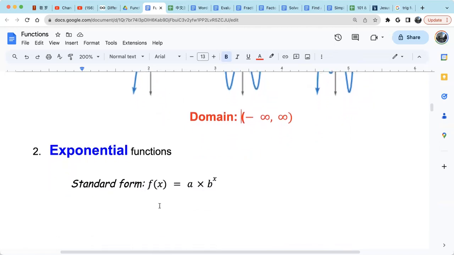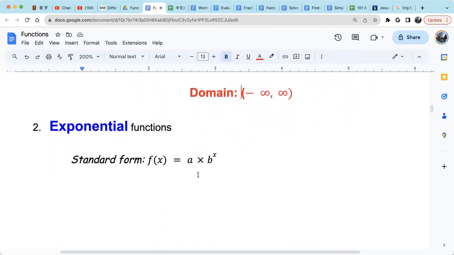The second type would be exponential functions. The standard form is a multiplied by b raised to x. B here is a base. A is some number, b is some number, and x is a variable. The function is in terms of x, and x appears in the exponent. That's why it gets named exponential functions.